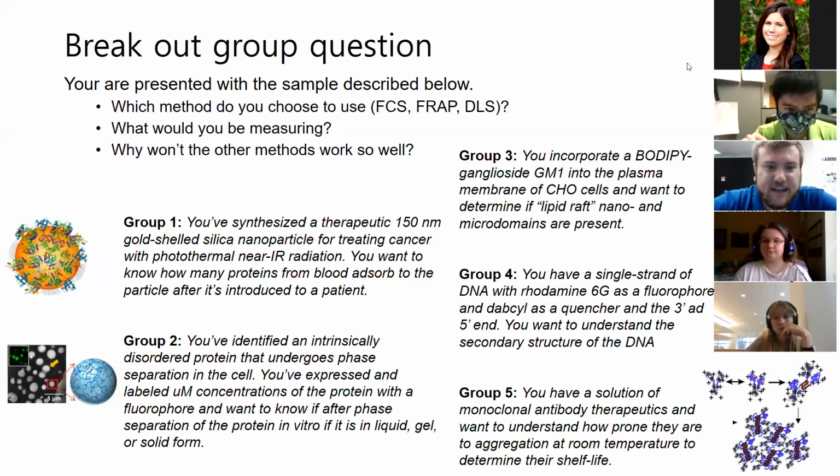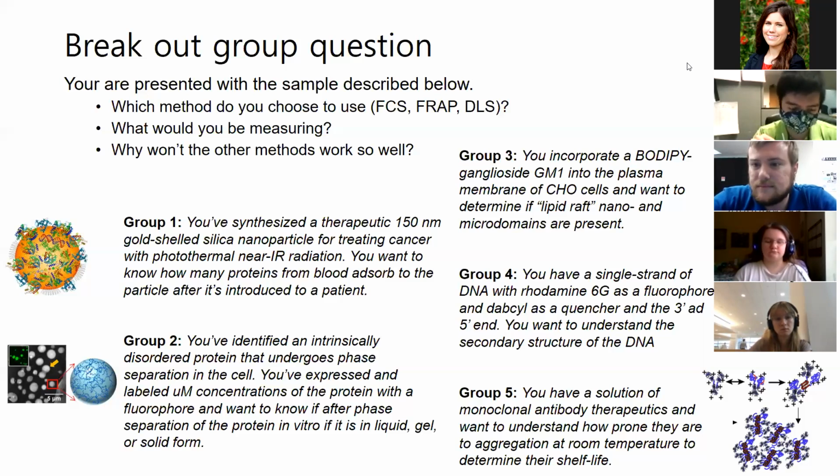So we chose FCS for this because the other ones wouldn't work so well, because DLS doesn't take advantage of the fluorescent tagging, and FRAP was over a larger area. So hopefully we'd be using FCS to measure the diffusion constant and determine if it's in liquid, gel, or solid based on that.